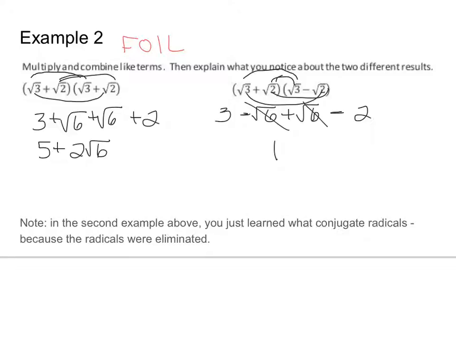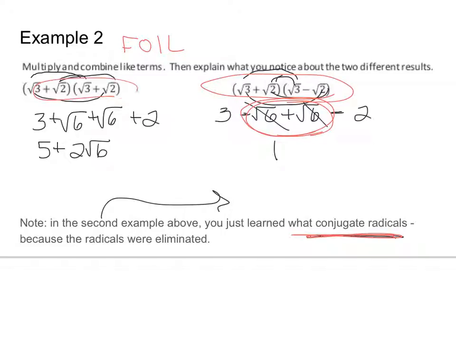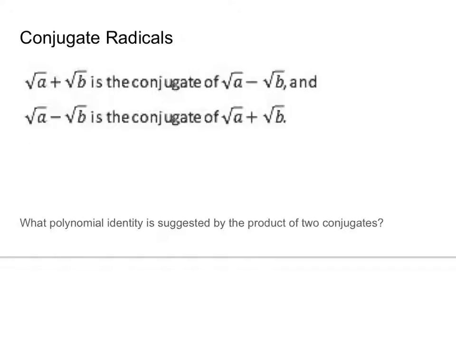Okay? So in the second example above, you just learned what conjugate radicals are because the radicals were eliminated. Okay? And that's the goal. When we do conjugate radicals, we want the radicals to be eliminated. So what do we notice about this versus this that are different? And how do we get conjugate radicals?